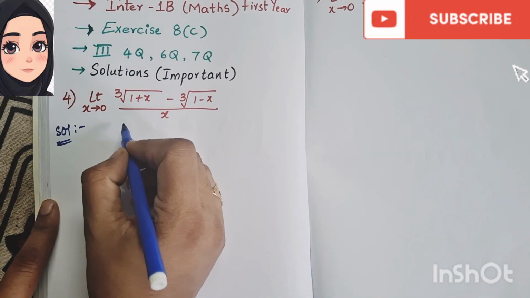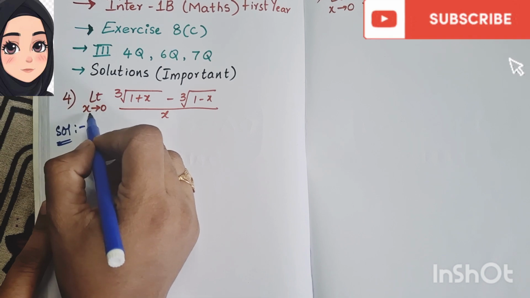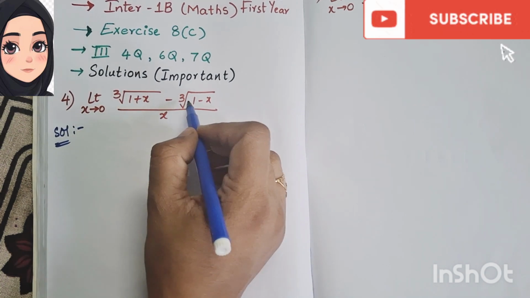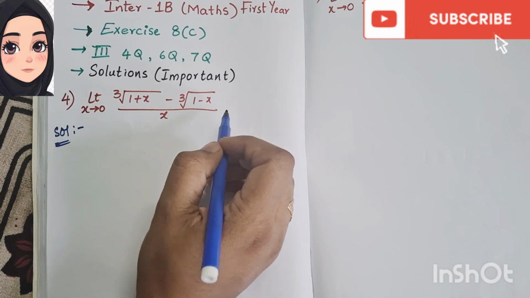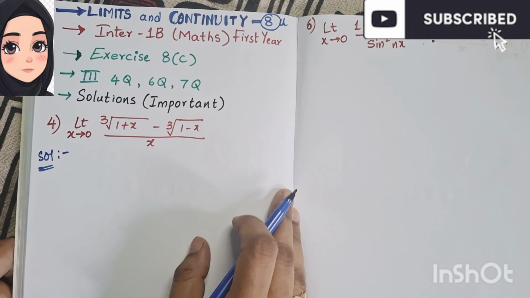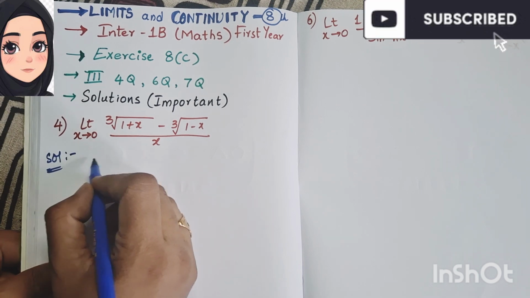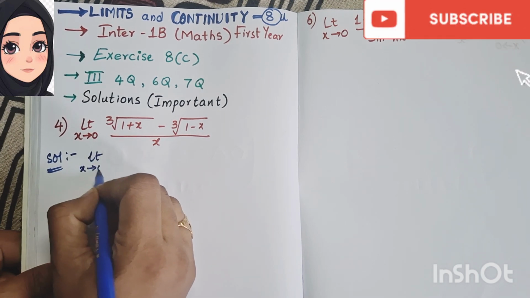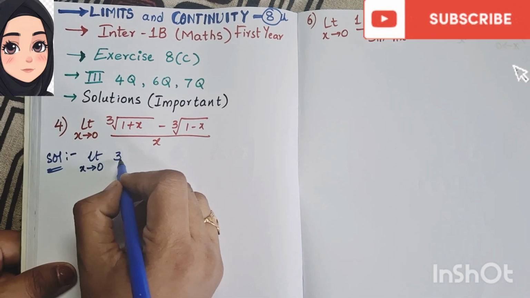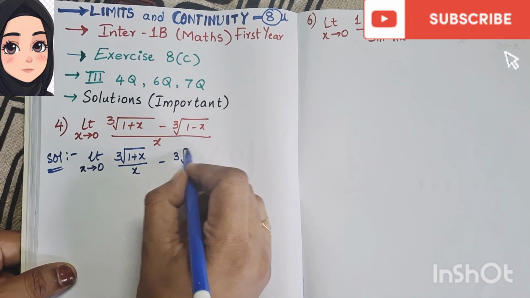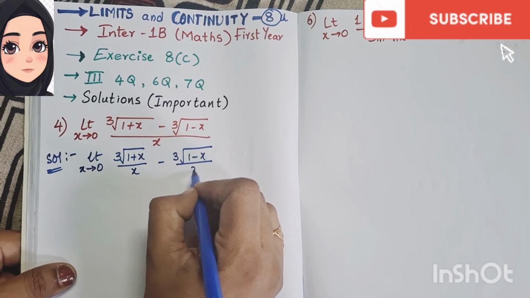The solution for this question: here, limit x tends to 0, (cube root of (1 plus x) minus cube root of (1 minus x)) by x is given. Now how to solve this problem? Here we have to separate this term by the denominator. First step, we have to separate this term by x.